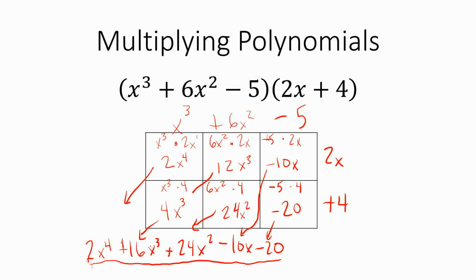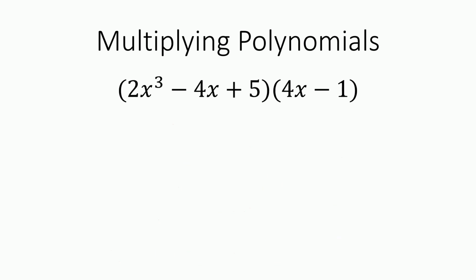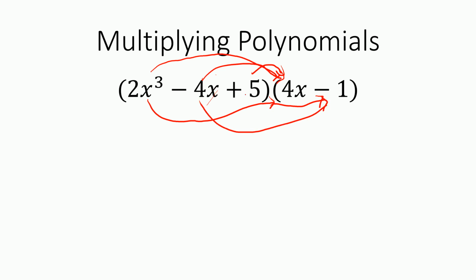2x to the fourth plus 16x cubed plus 24x squared minus 10x minus 20. So another way to multiply polynomials is to simply use the distributive property. And that means everything in here gets multiplied by each term in here. So we would make sure we multiplied these two, and these two, and these two, and then we would repeat that with the other term. So each of these would be multiplied by each of the two terms.